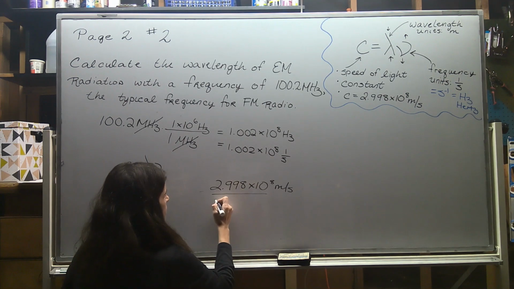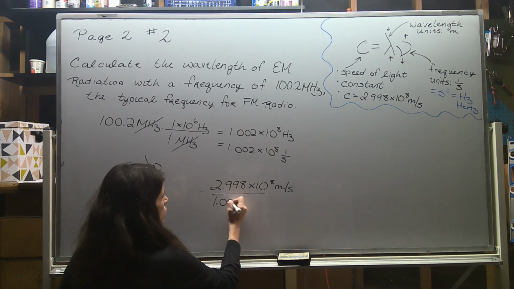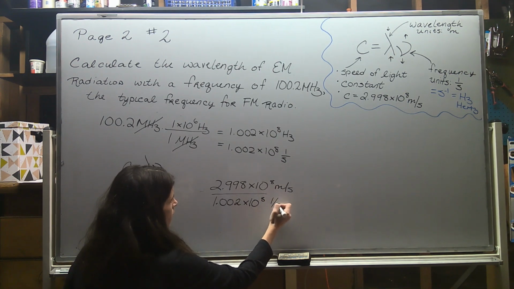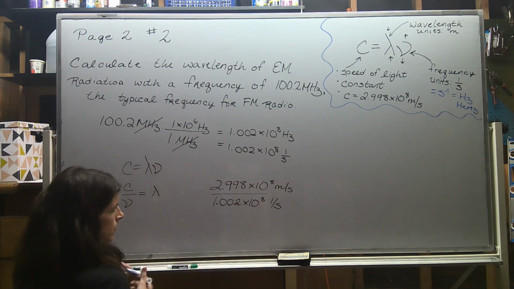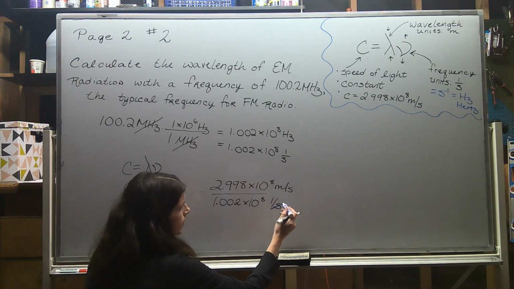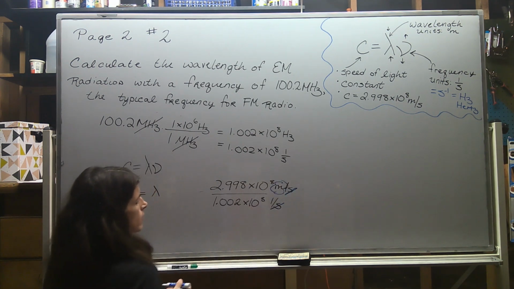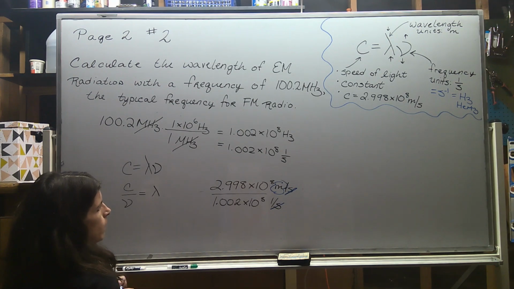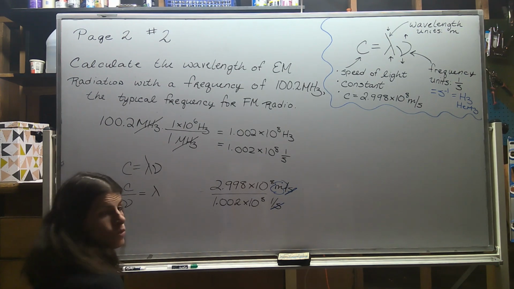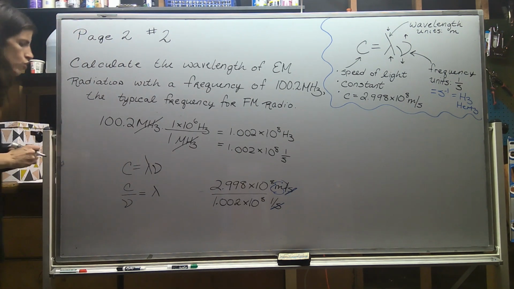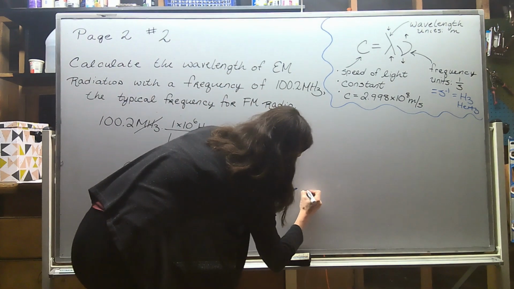And I'm going to divide by 1.002 times 10 to the 8th, 1/seconds. And then seconds will cancel with seconds, and I'm just left with meters. And that's perfect because wavelength has units of meters. And when I divide, I get 2.992 meters.